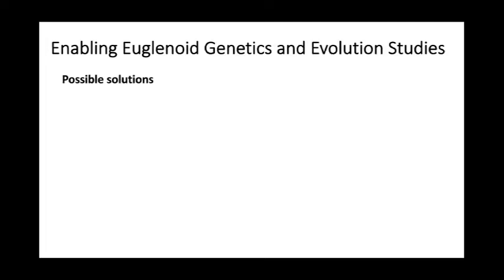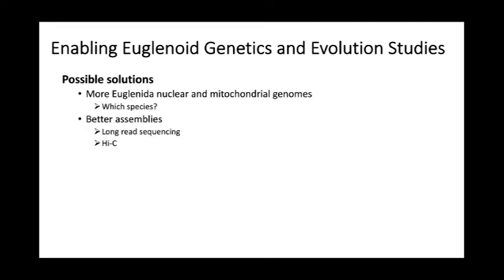This next part here is Peter again. Possible solutions to some of these questions we have is, again, more euglenoids. We need more genomes. Again, that's the whole point of this. We need nuclear genomes and mitochondrial genomes. But again, which species? We had a lot of candidate species, so this may be settled at least for the short term as to what we need to look at.